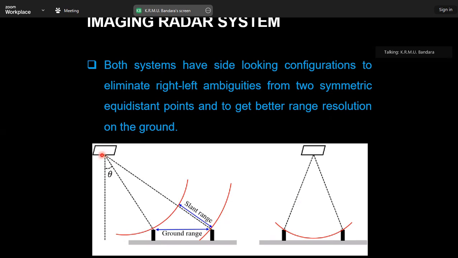All are the same. This direction is called the range direction or cross track direction. This is the along track direction, perpendicular to the board. This direction is called cross track, crossing the track. The track is perpendicular to the board, so this direction is called cross track. Perpendicular is called the along track: along track, flight direction, azimuth direction. This is the range direction, cross track direction.